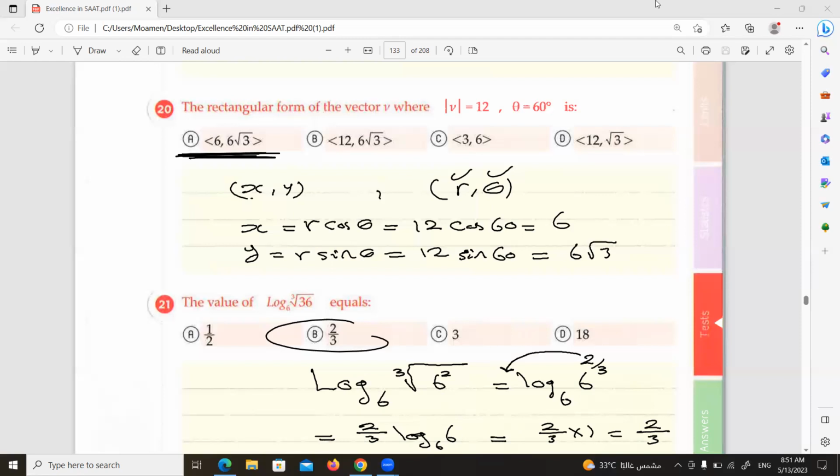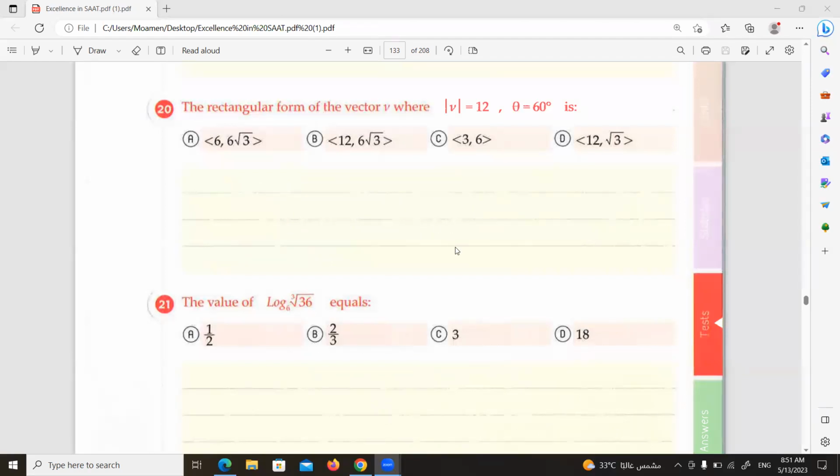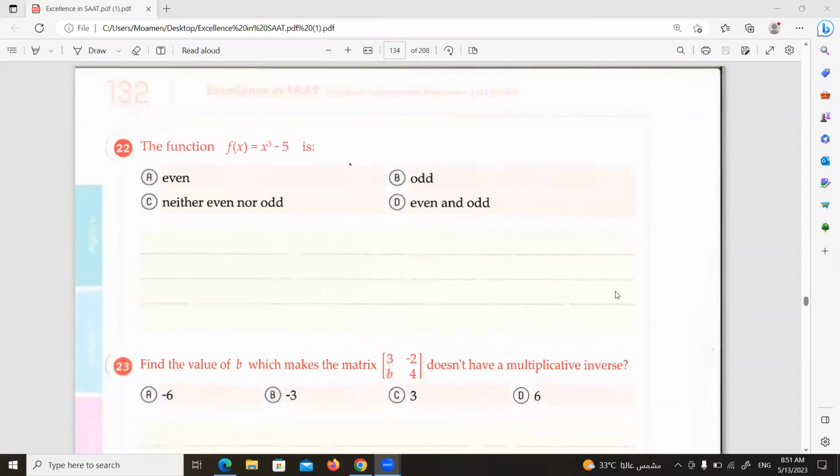This is the result for problem number 21. We're going to number 22. Number 22 asks whether this function is even, odd, neither even nor odd, or even and odd. It can't be even and odd.